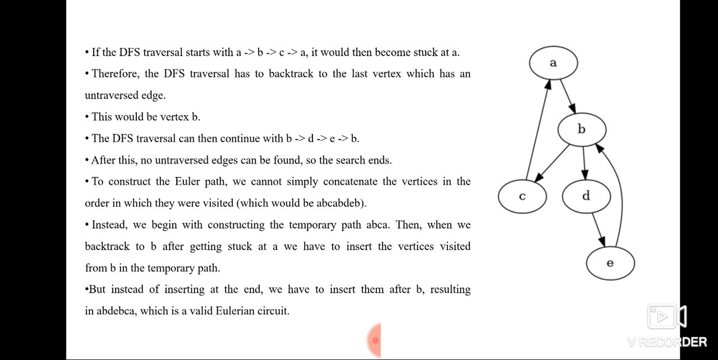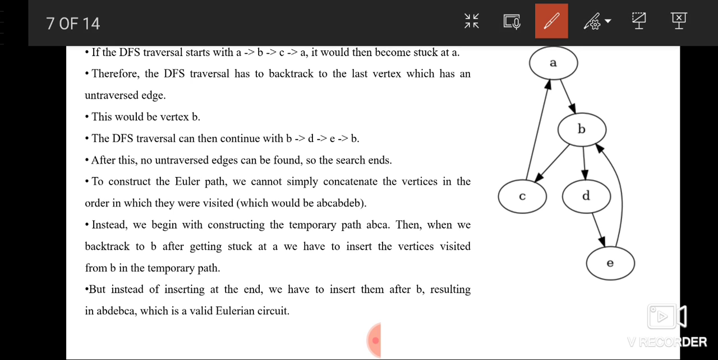So to find out the Euler circuit or Euler path, we can use the depth first search traversal algorithm. Assume this is the given graph. We are applying a DFS on this. The starting vertex is A. So A to B, then B to C. And from C, we don't have any uncovered edges. So again we come to A through the back edge. We are stuck at A.